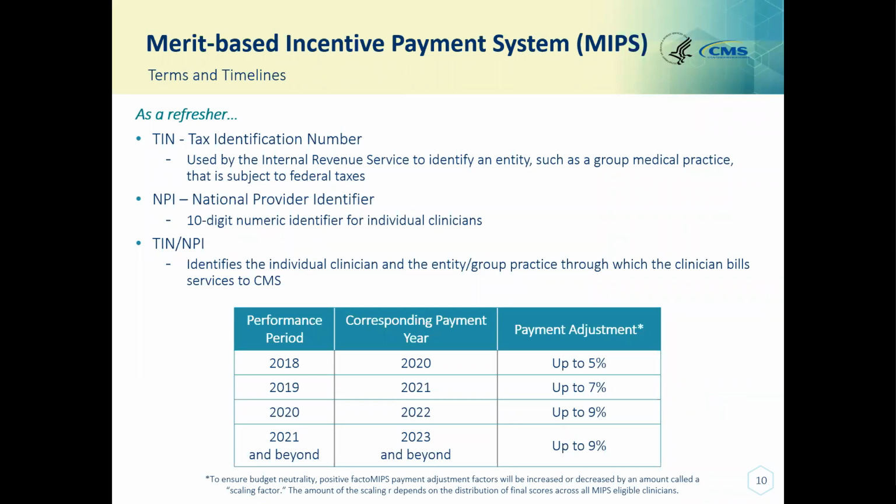So when we talk about a TIN, we're talking about a clinician or their practice's tax identification number. When we talk about NPI, we're talking about a clinician's national provider identifier. And we refer to a TIN/NPI combination a lot of times. This is how we identify an individual clinician and then the entity or group that they are practicing through, so wherever the clinician bills services to CMS. That's how we determine our eligibility in QPP. And then the chart you'll see here on the screen, this is just a lot of times we are working in this program every day.